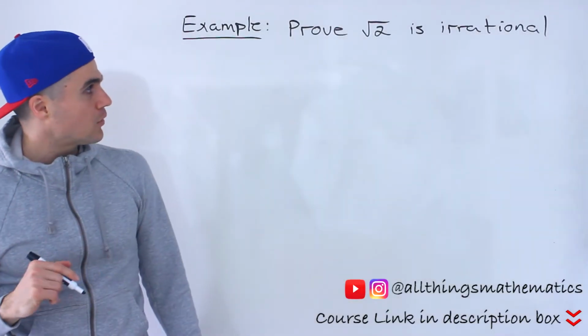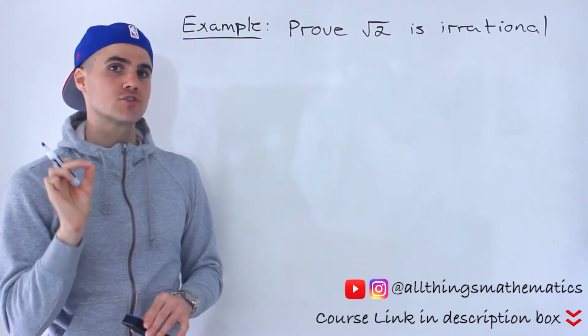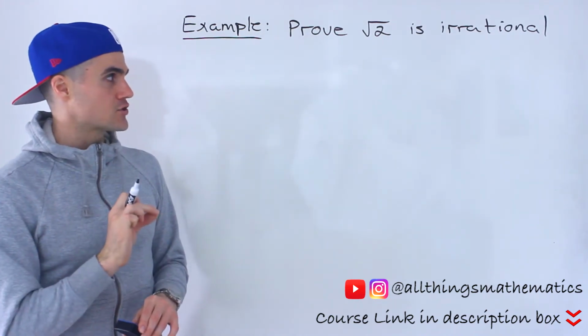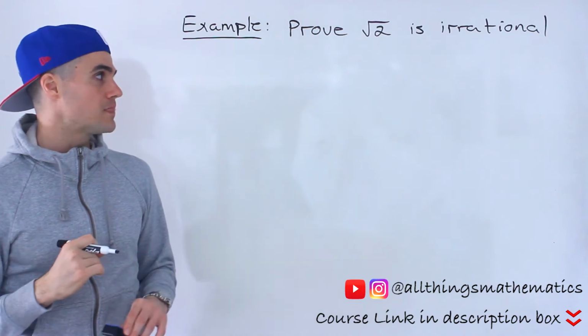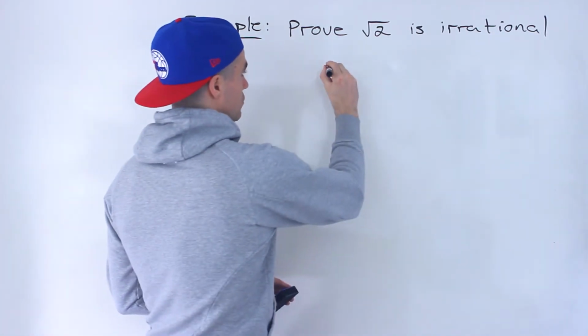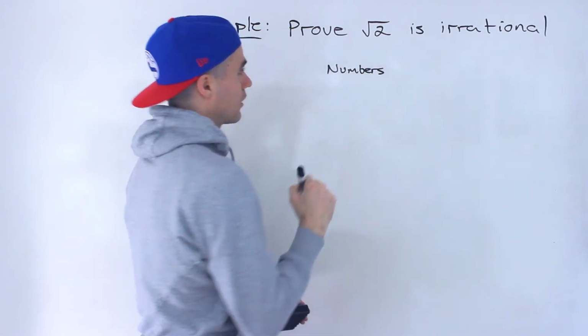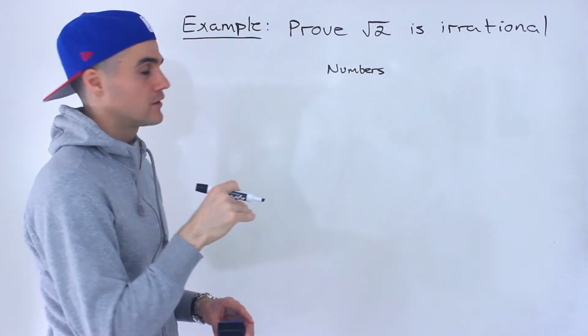And in this video, we're going to show, or prove, that the square root of 2 is irrational, that it's an irrational number. Before we get into the actual proof, I want to quickly review how numbers in general are categorized, because it's going to be important for this proof.